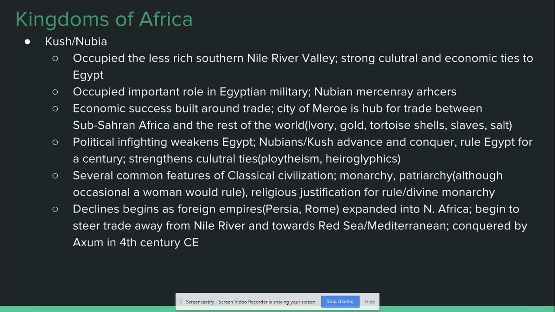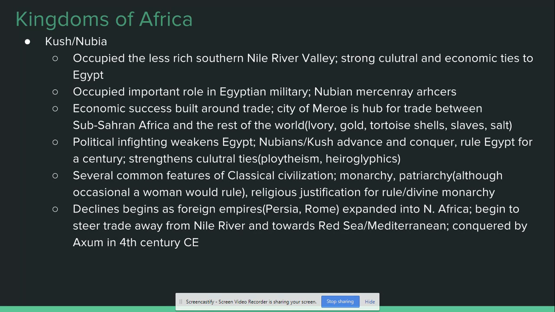Nubians also occupy a very important role in the Egyptian military for quite a long time, centuries. Many thousands of Nubians functioned as mercenaries. Specifically, Nubian archers were highly prized by the Egyptian military. So there is a long history of interaction between Nubia and Egypt.